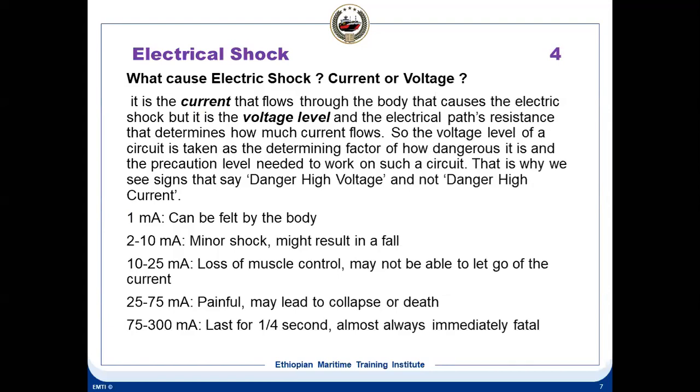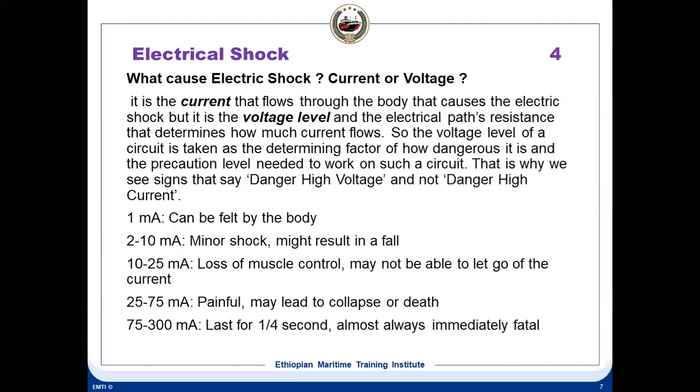It's very important. So electrical shock is mainly because of the current, but again it depends upon the voltage level and how much current is flowing. So that determines your body resistance. Higher body resistance, less shock.